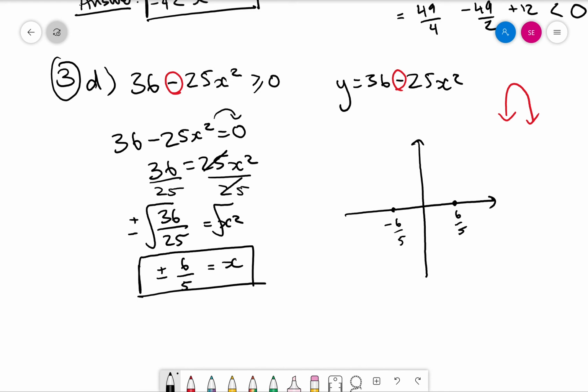Okay, now again, since the intercepts are symmetric about the y-axis here, we know that the turning point is going to be up here. So let's just draw the graph. We know it's a frowny face because of what we did before, up here.